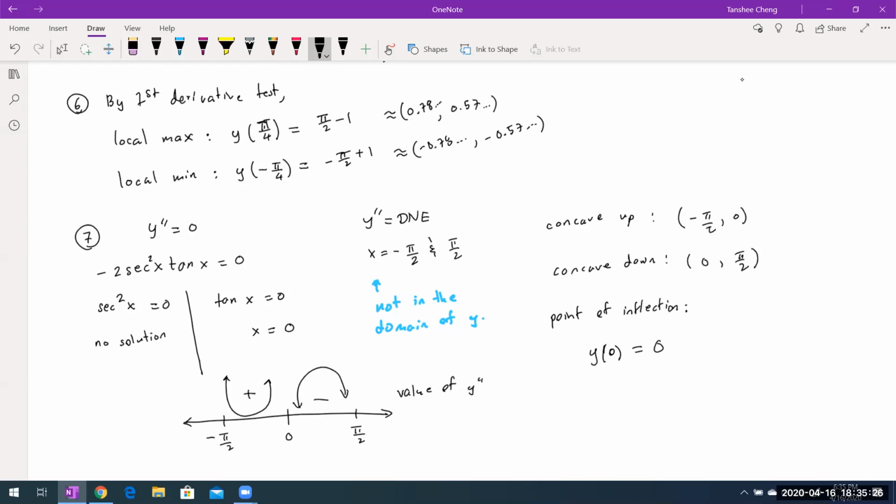I got from negative pi over 2 to 0 is concave up, and 0 to pi over 2 is concave down. So basically you are choosing a value from each interval and then testing it into this second derivative function right here. So that gave us concave up and concave down. Because of the concavity change at 0, we have a point of inflection at 0, which is y equal to 0. And now let's use all this information to graph our function.